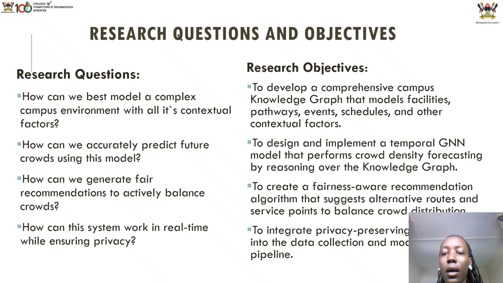events and other contextual factors, to design and implement a temporal graph neural network model that performs crowd density forecasting, to create a fairness-aware recommendation algorithm that suggests routes and service points to balance crowd distribution, and to integrate privacy-preserving analytics in our data collection.